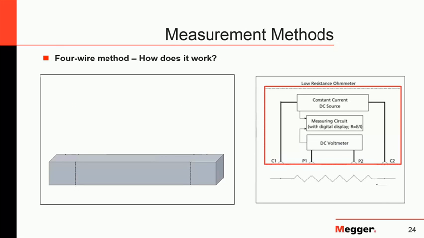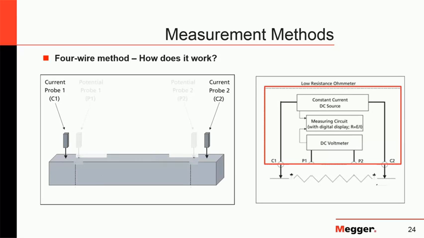Let's look at the picture you have on your right. It shows a simple diagram of the basic components of a low resistance ohmmeter. We will have a constant current DC source and a DC voltmeter. Those two are individually connected to a measuring circuit, as you can see in the diagram. So we already said we use 4 test leads, right? We have the first 2, the current probes or the current leads, which we will connect to the DC source of our ohmmeter and to the test specimen.